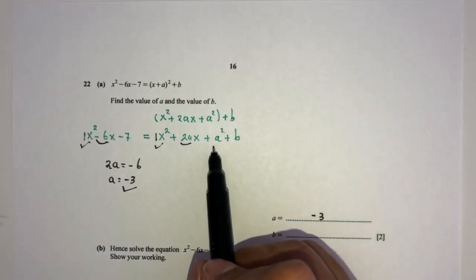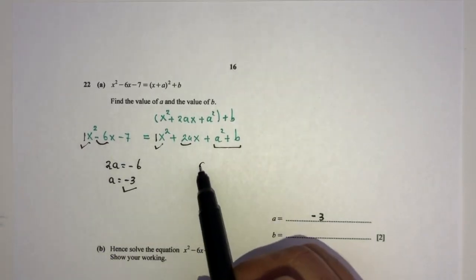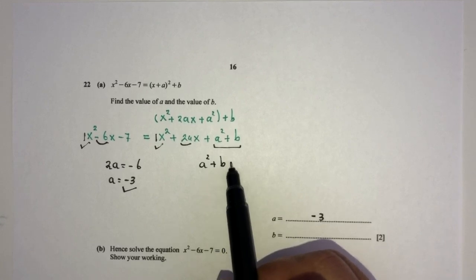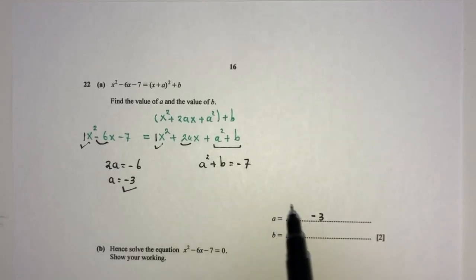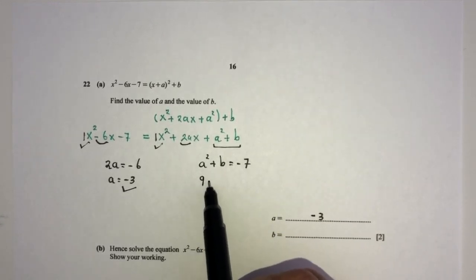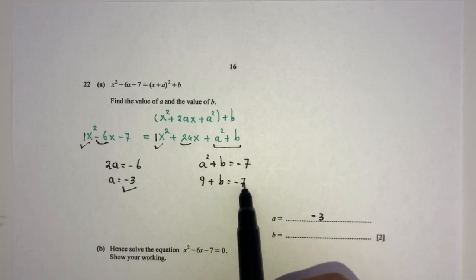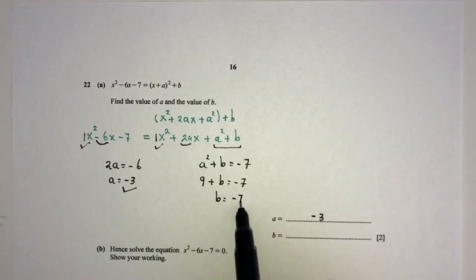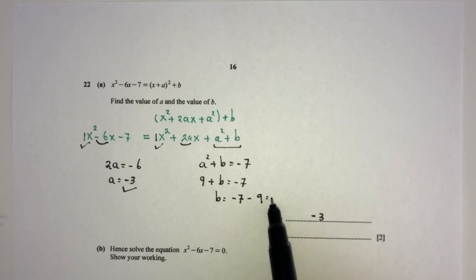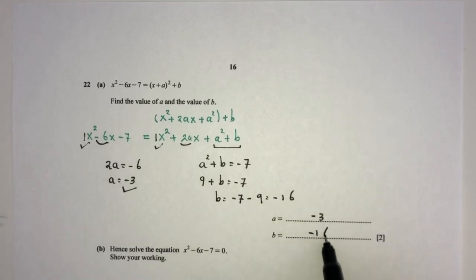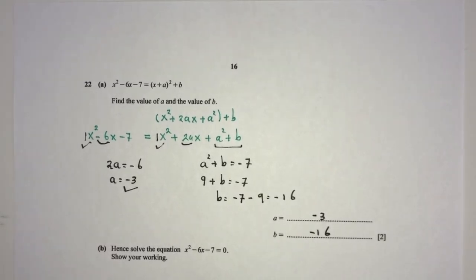Okay, now for this one, compare. We have a squared plus b is equal to minus 7. So a squared, minus 3 squared, will be 9, plus b is minus 7. So b will be minus 7 minus 9, that should be minus 16. So these are the values of a and b from what you can see by comparison.